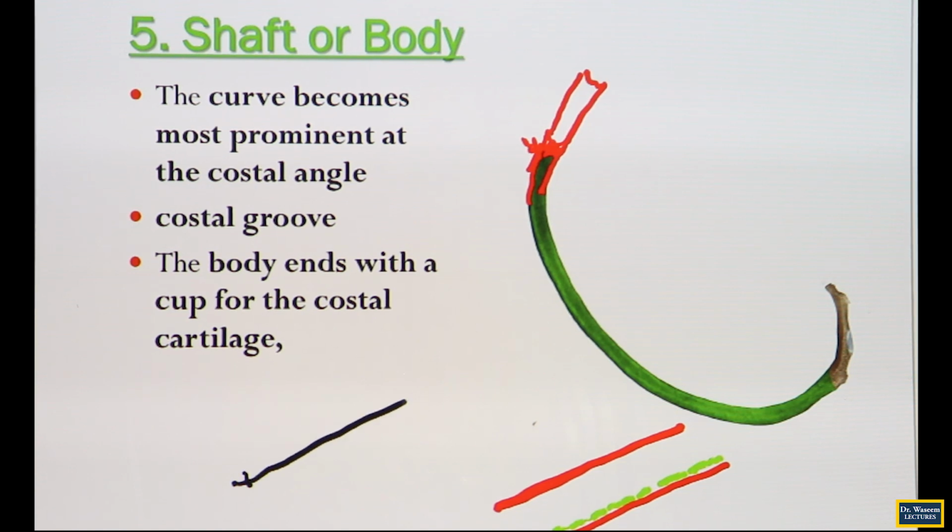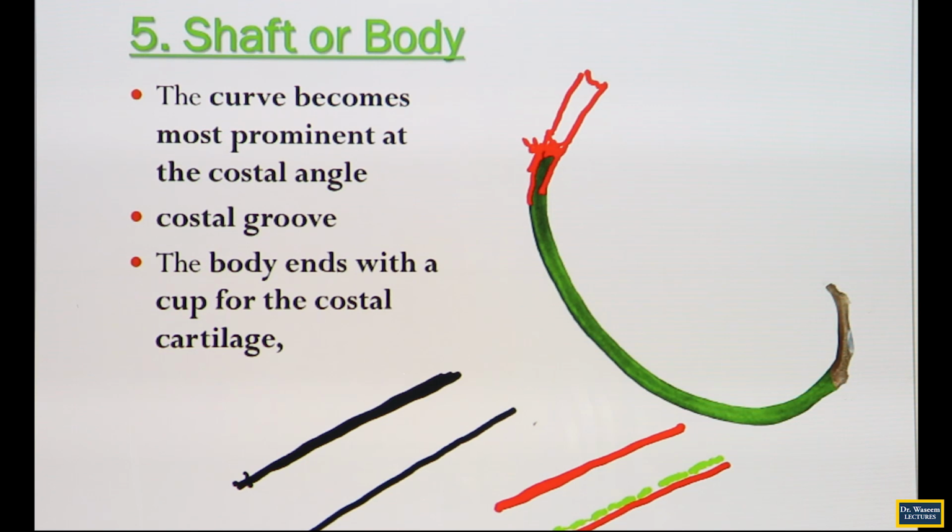So here is the blunt superior border, the sharp inferior border, and deeper to that will be the costal groove, and in the costal groove lie the neurovascular bundles. Deeper to that first will be the vein, then the artery, and the last will be the nerve.